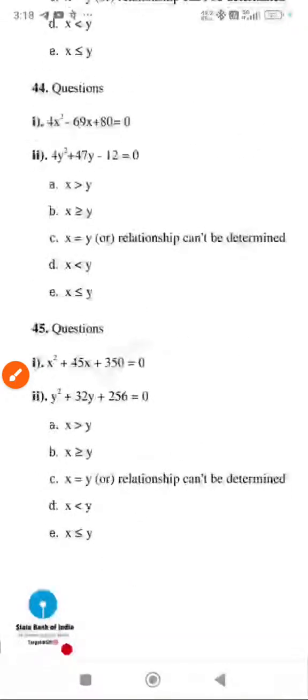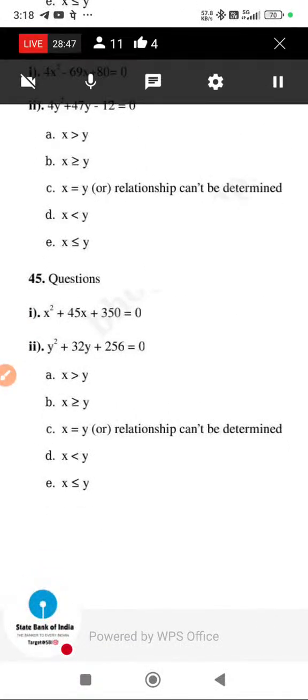Next we are going to see question number 5. Try to solve this fifth question.